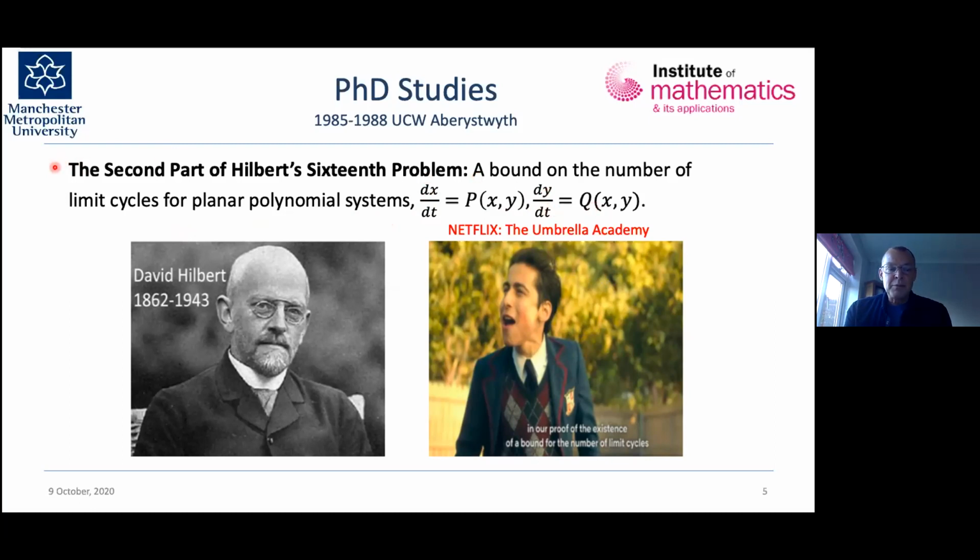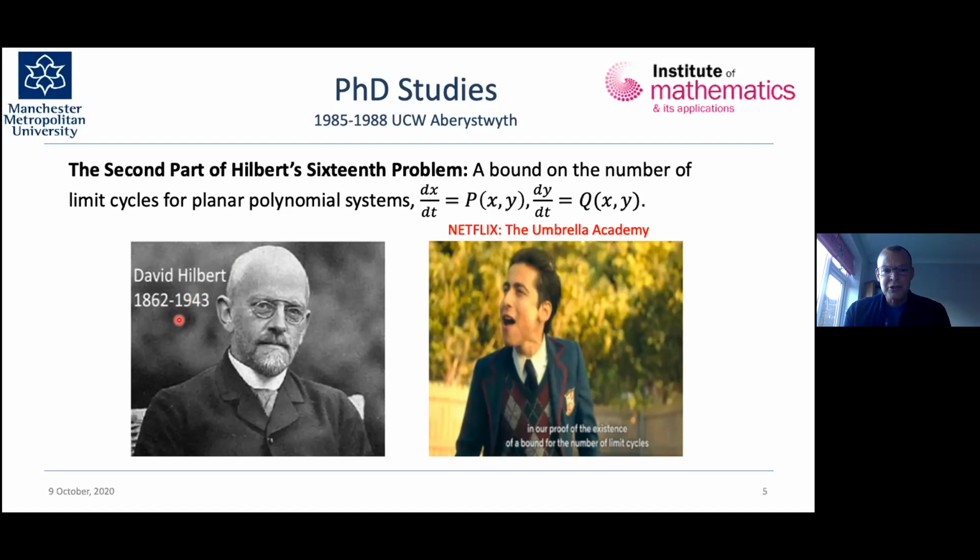Now, I'm not sure how many of you have heard of the second part of Hilbert's 16th problem. It's quite famous within mathematics. It's quite a simple problem to state, but it is proving to be remarkably intractable. We haven't even got solutions for simple planar systems, and these have to be non-linear.